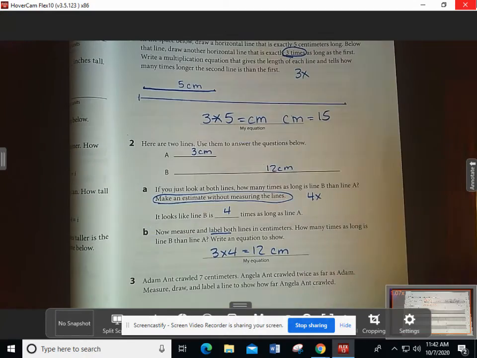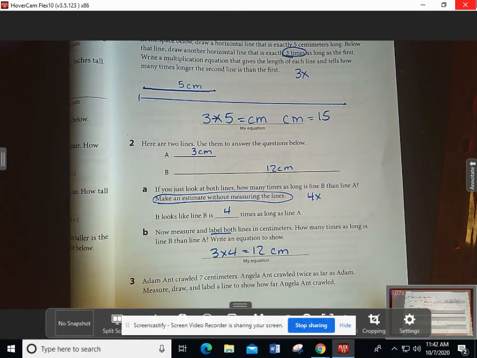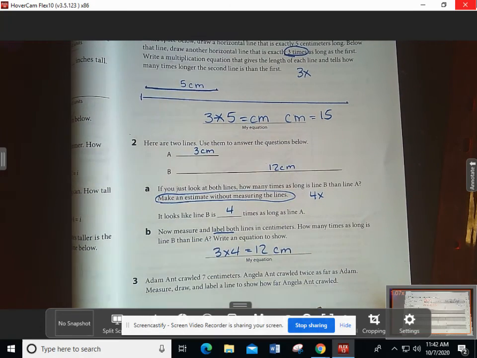And then we have the last one that the class is going to do, and we'll have to come back and check it later because for us it's almost lunchtime. So it says Adam the ant crawled 7 centimeters. Angela ant crawled twice as far as Adam. Measure, draw, and label a line to show how far Angela crawled. So in here, we still have to do this portion. Okay, so that's all that we're doing today in class. It was a short math class. We did number corner and we did this little bit of math.